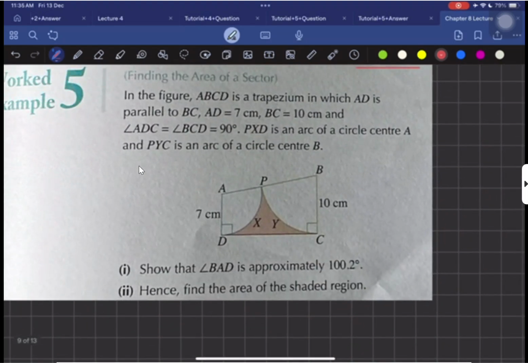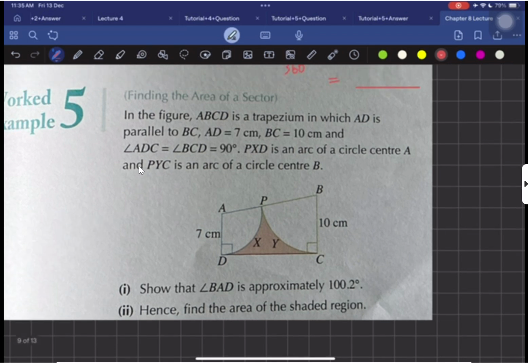Let's try out one more question. This kind of diagram is very common for this chapter, so get used to these diagrams. The more practice you do, the more familiar you get.